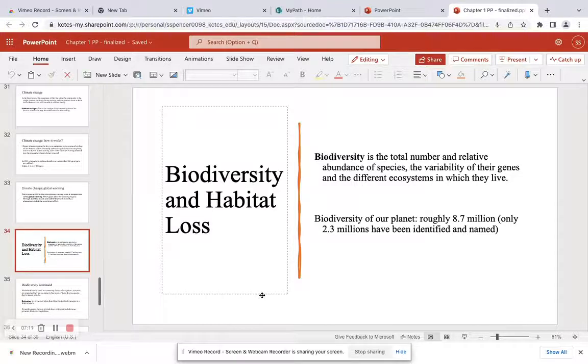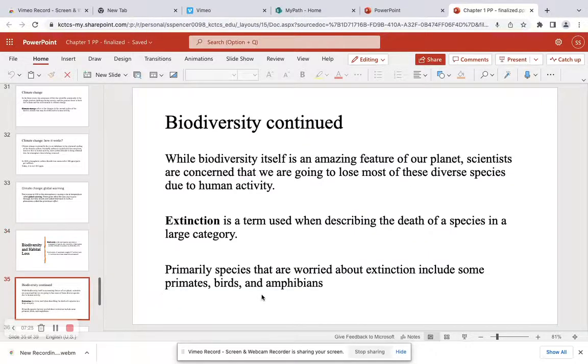So biodiversity, this is just the total number and abundance of species. Climate change and global warming has been causing less biodiversity, and can eventually lead to something called extinction. It's a term used when describing the death of a species in a large category. Of course, everybody knows about the extinction of dinosaurs. Primarily, the species that are worried about extinction include some primates, birds, and amphibians.